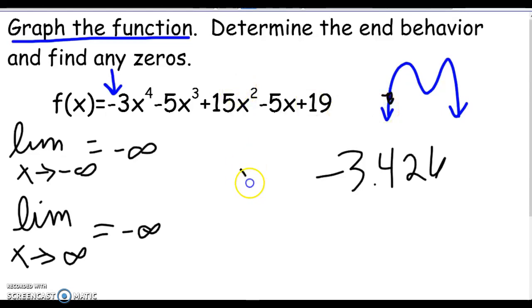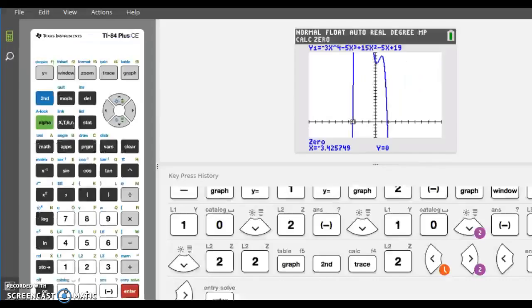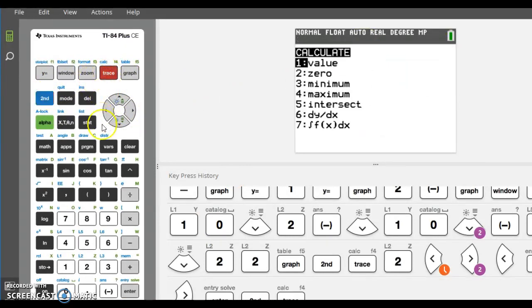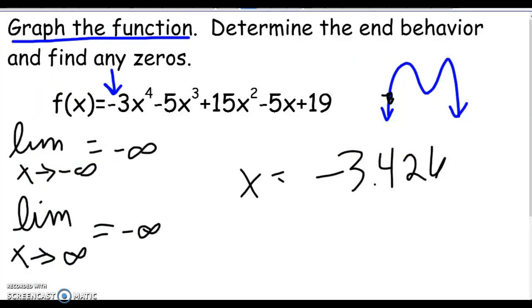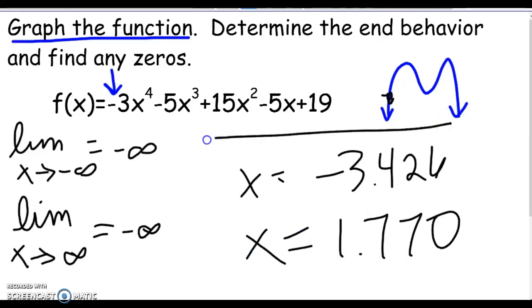And then, what is my other one? I don't know. I gotta go back. Let's find Spidey again. I'm gonna go second trace. I want to find a 0. Spidey, where are you? Oh, the left bound. I can just move until I'm... Okay, that's good. So enter, and then I want to go right bound. Oh, that's good enough because I'm below the line now. There it is, enter, and 1.770. So that gives me 2 zeros that I have.